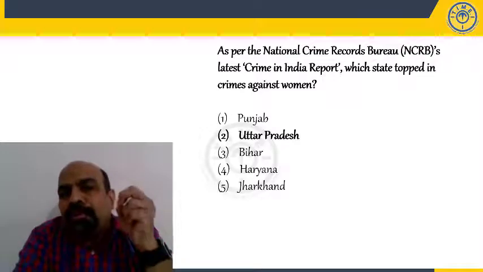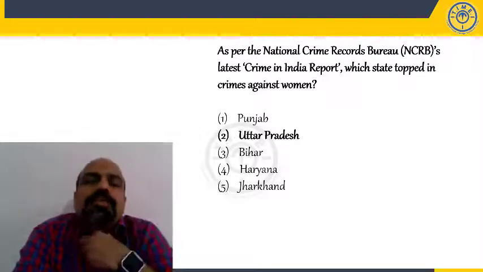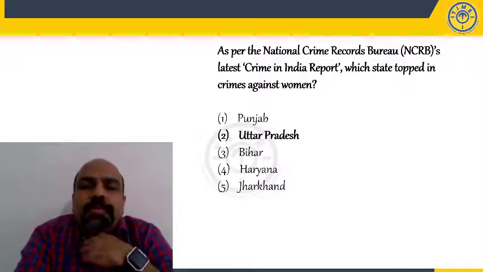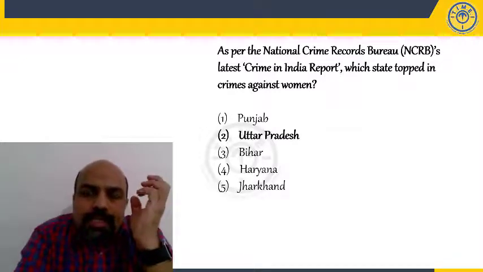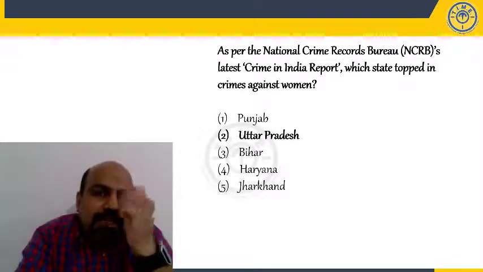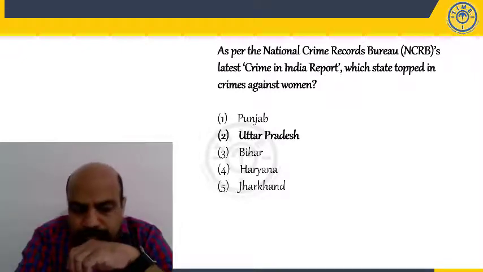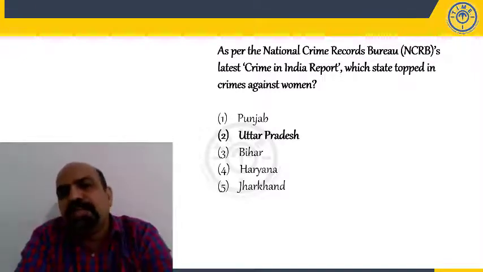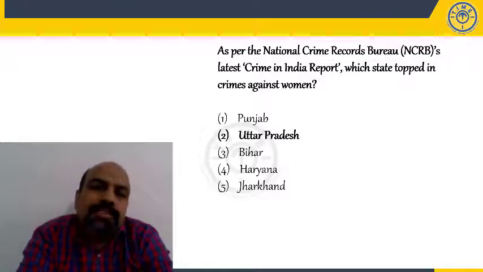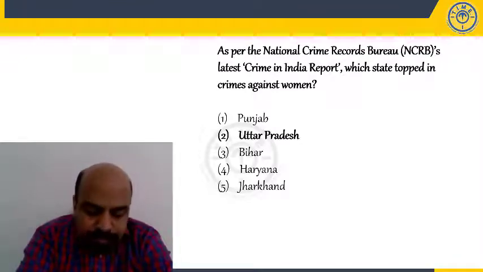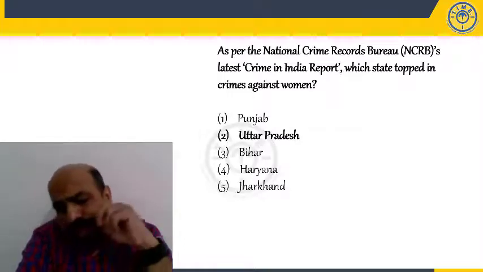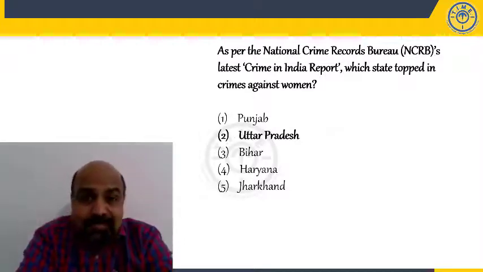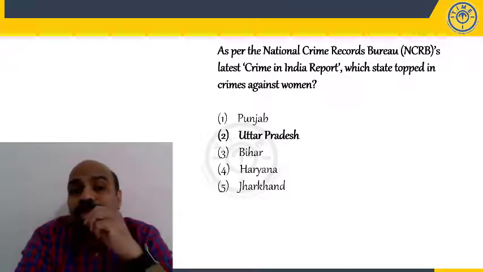Uttar Pradesh is the most populous subnational province in the world. Most populous subnational unit in the world, among those which are not countries. Okay? These are the most populous.